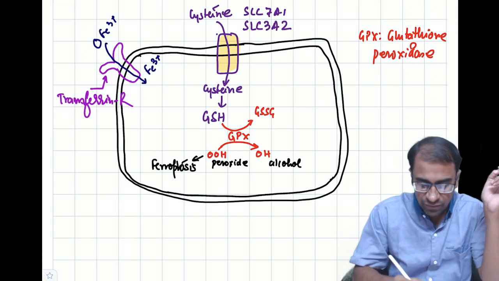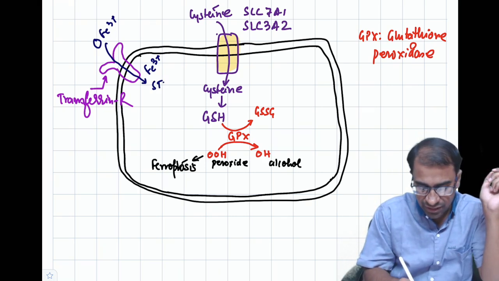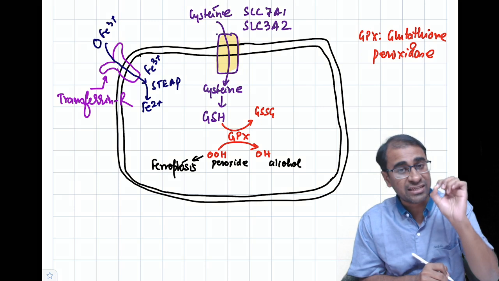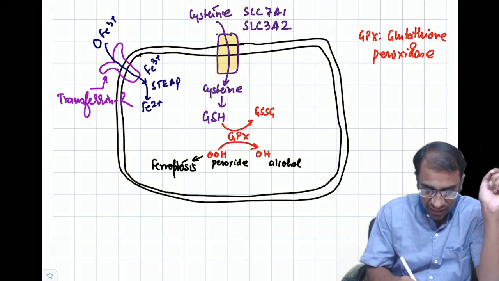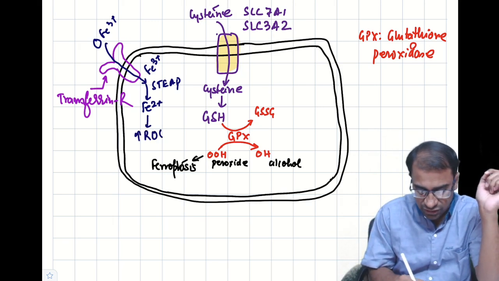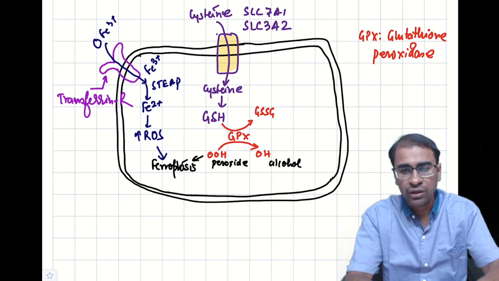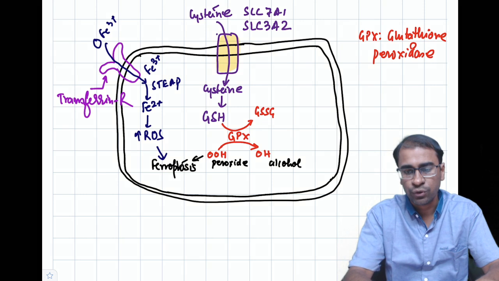Now this, with the help of a STEAP molecule, will change to Fe2+. So now you see the iron has increased in the cell. This increase in iron increases reactive oxygen species, which can also lead to ferroptosis.